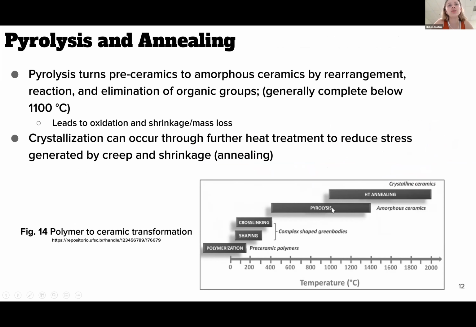So pyrolysis is going to turn those pre-ceramics into amorphous ceramics by the reaction and the elimination of organic groups, and this can generally be complete below 1100 degrees Celsius. And then this is going to lead to some oxidation and some shrinkage. And then further heating through annealing is going to cause some crystallization of those ceramics. So that's going to reduce the stress generated by that shrinkage. And so that can further change the molecular structure of your ceramic at that point.